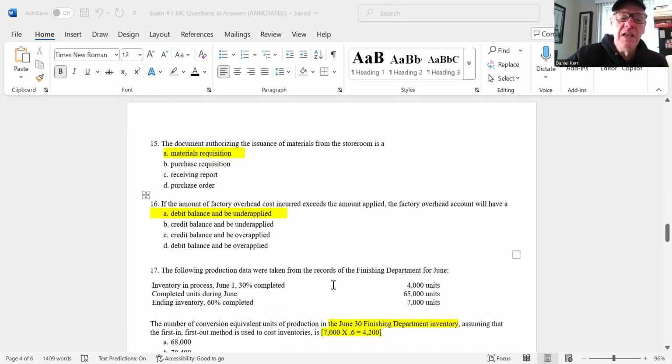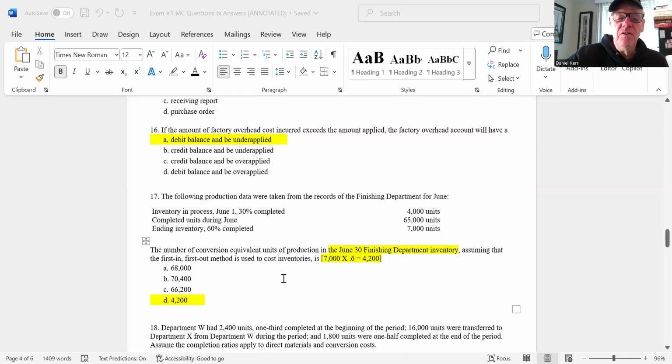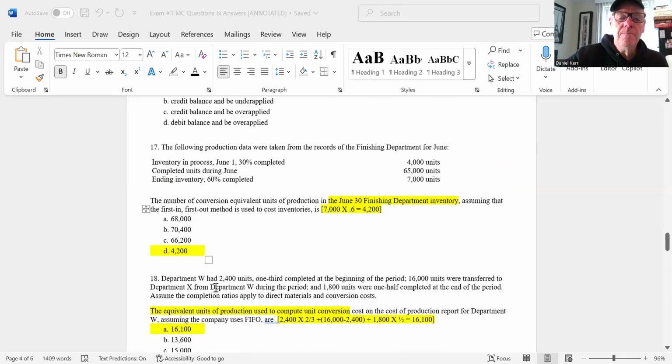Okay, here's the first of many computational ones. The following production data were taken from the records of the finishing department for June. The question is the number of conversion equivalent units in the June 30th finished department inventory. So they're just focusing on the finished inventory, and the finished inventory is 7,000 units, which are 60% complete with respect to conversion costs. So 7,000 times 60% gives me 4,200. So again, do the calculation first, then go find the answer.